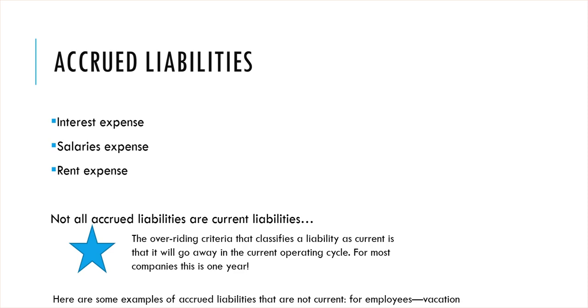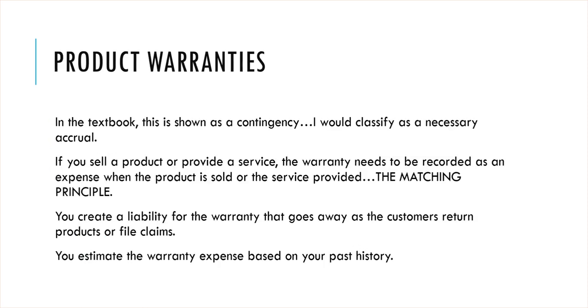As long as we have probable and reasonably estimated events, it means we can come up with a number, then you will be doing a journal entry which will recognize the accrued liability. Product warranties. Some textbooks will show this as a contingency. I don't like it, and we'll talk about contingencies later on, but there's a difference between a contingency and a necessary accrual. In a necessary accrual, you are going to have to accrue some amount just as a normal course of business. It's what you do, okay?